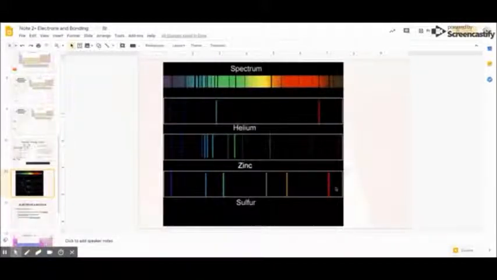So this is how we measure what elements are found in stars in outer space. We can use a spectroscope that's really high powered. We can measure the light coming off of that. And we can get these bright line spectrums. And we can know what elements make up the sun or the different stars in our solar system.